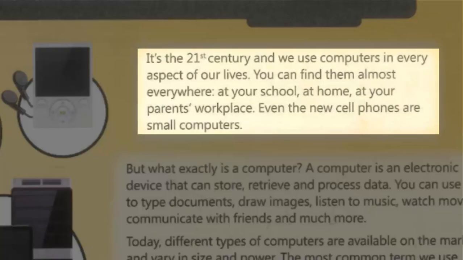It's the 21st century and we use computers in every aspect of our lives. You can find them almost everywhere. At your school, at home, at your parents' workplace. Even the new cell phones are small computers.